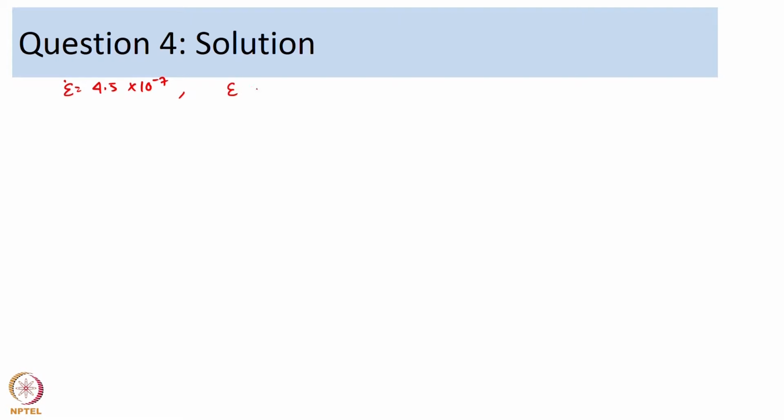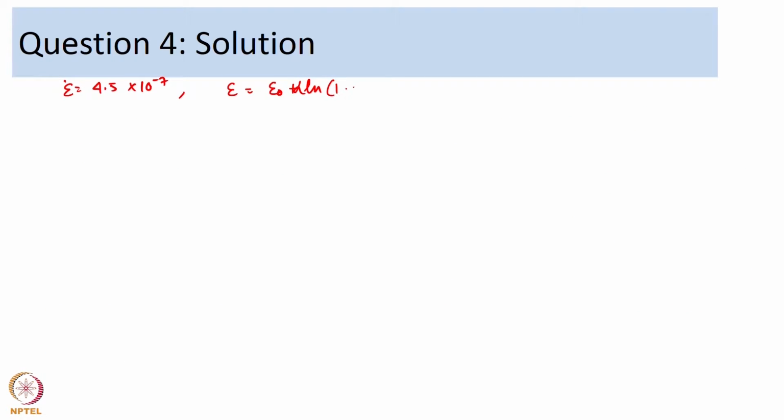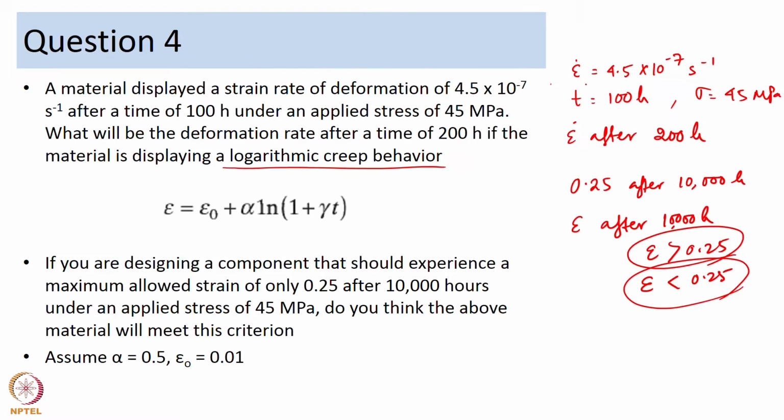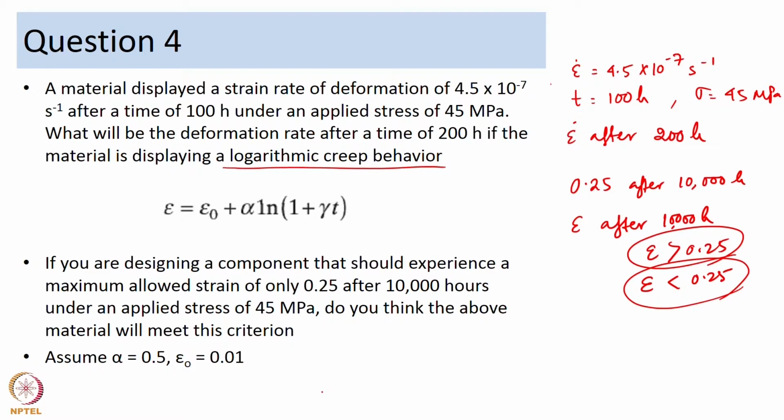The logarithmic creep curve is defined by epsilon is equal to epsilon naught plus alpha ln of 1 plus gamma t. We have already been given the epsilon naught value and alpha value. Epsilon naught is equal to 0.01 and alpha is equal to 0.5. So, epsilon is equal to epsilon naught plus alpha ln of 1 plus gamma t.